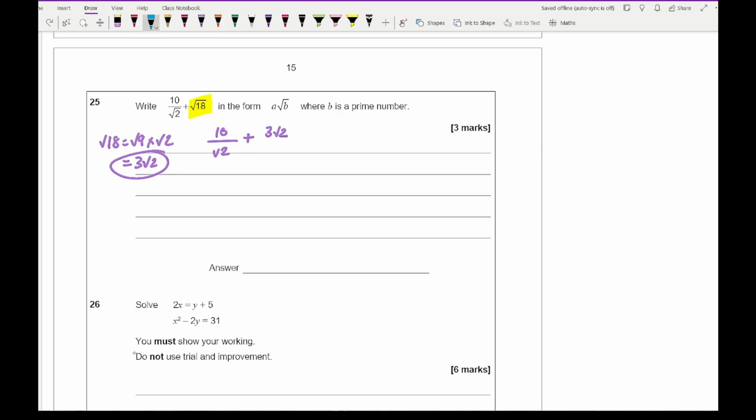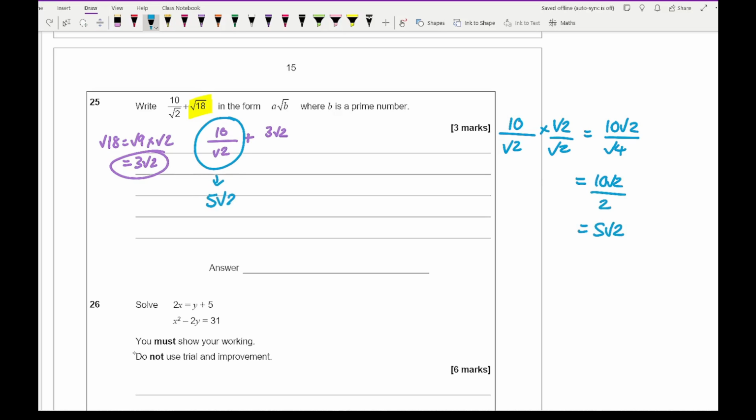So if I take this first, if I rationalise that, I'll do it over here. So I've got 10 root 2. If I multiply that by root 2, then with 10 root 2 over root 4, which equals 10 root 2 over 2, which equals 5 root 2. So what this then becomes is 5 root 2 plus 3 root 2, which equals 8 root 2.